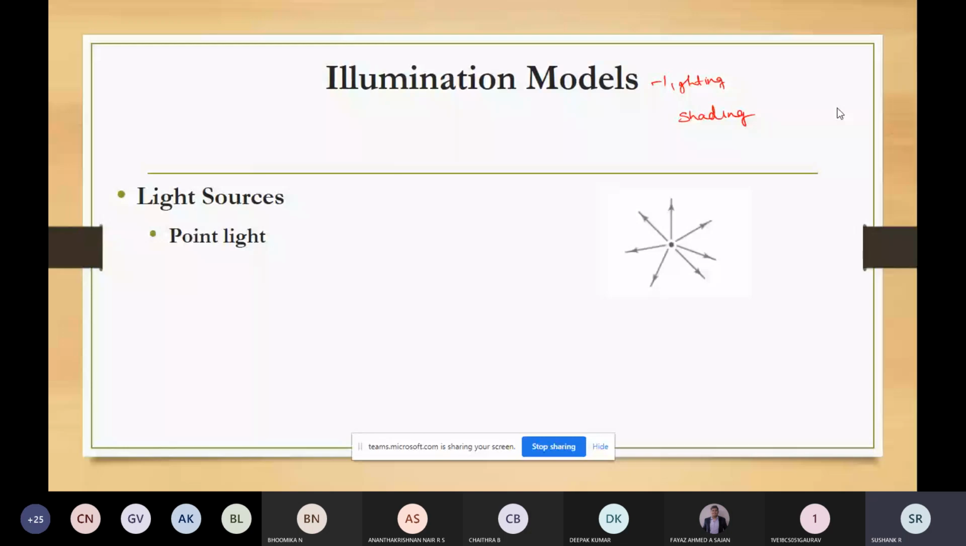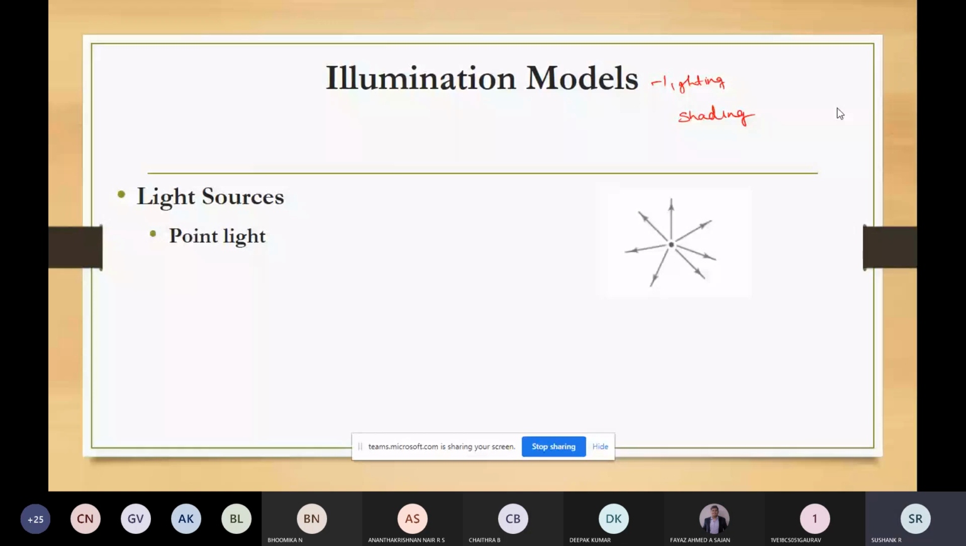Here in this chapter, we will calculate the intensity of the light. The one thing is we will try to calculate the intensity of the light at any point on the surface of the object. When we are calculating the intensity of light at any single point on the surface, we will refer to that model as the lighting model.